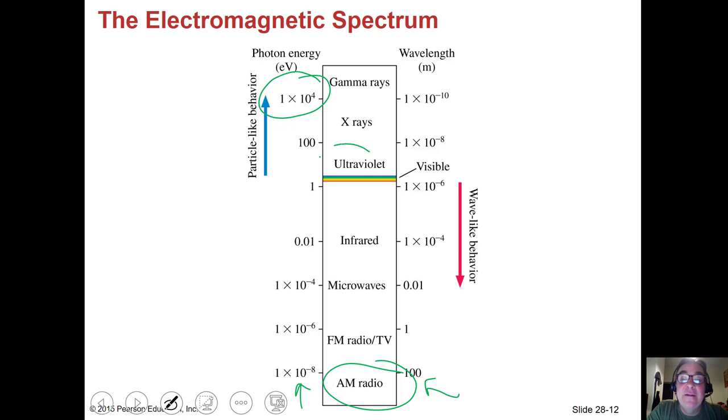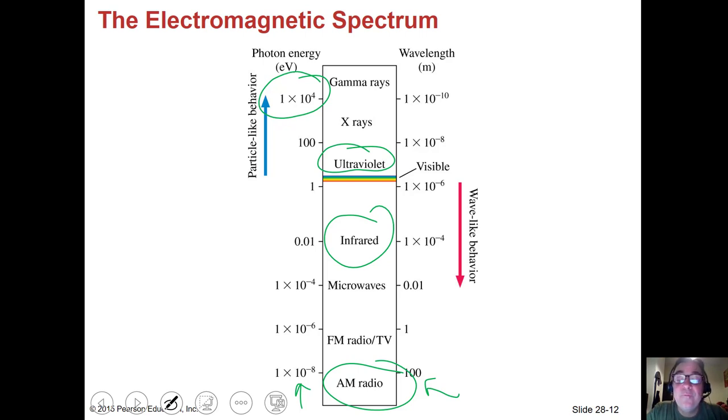Ultraviolet here. Visible light, the part that we can actually see, red, orange, yellow, green, blue, indigo, violet, is just a really small part of the whole electromagnetic spectrum. We're concerned with it because that's what we can detect with our eyes. And then you've got infrared, microwaves, FM radio, TV, and AM radio. All of these travel at the speed of light, 3 times 10 to the 8th meters per second. They just have different energies because they have different frequencies.